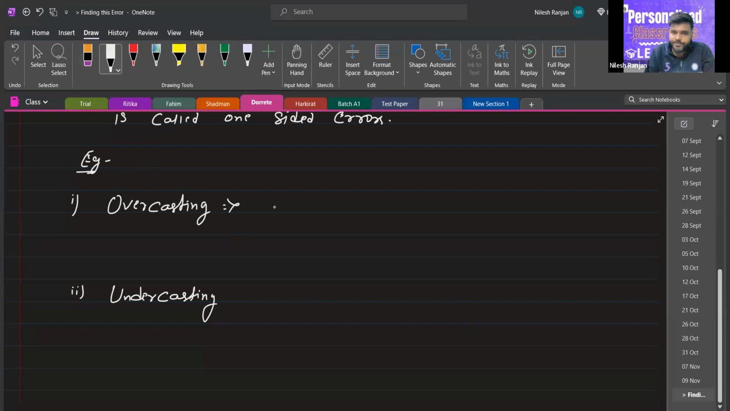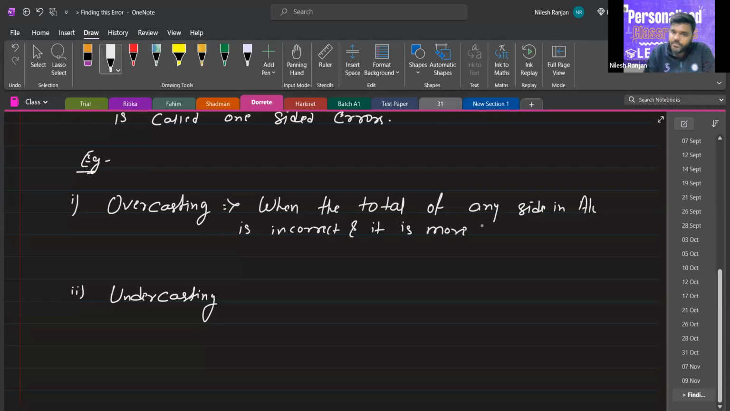So overcasting means when the total of any side in an account is incorrect and it is more than the actual total, then it is called overcasting. Now, how will we correct these errors? Is this one-sided or two-sided?